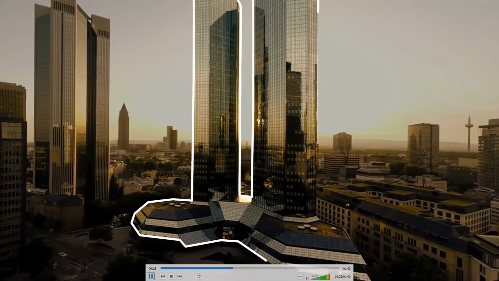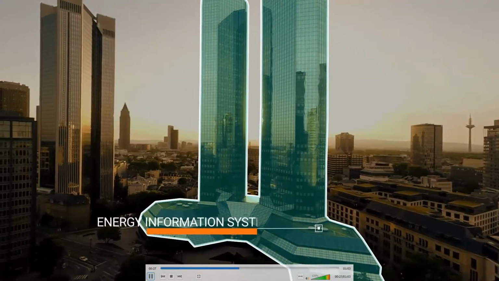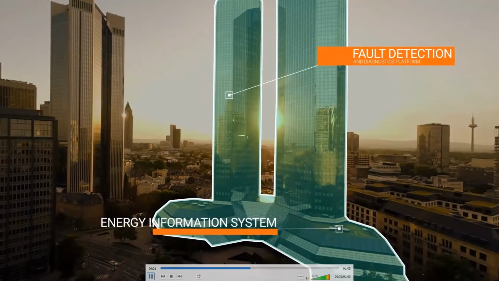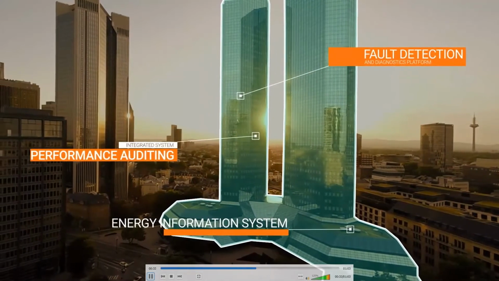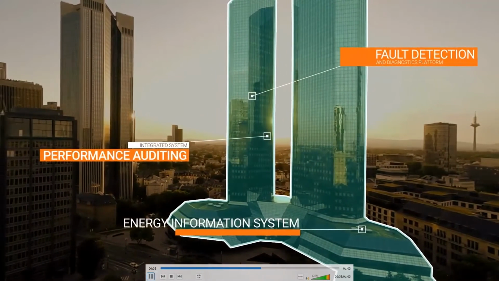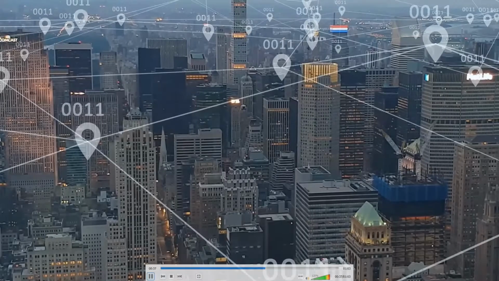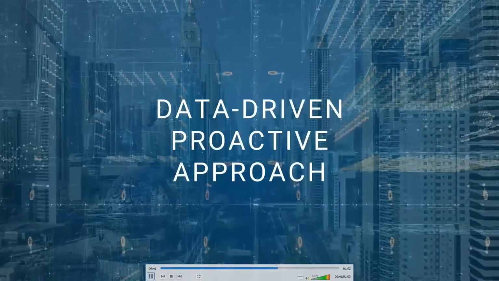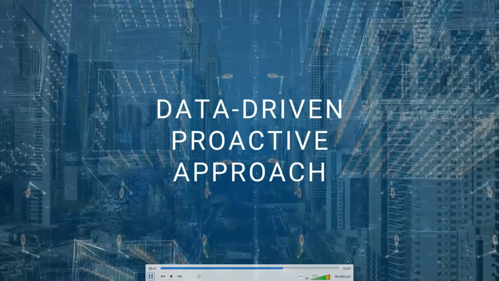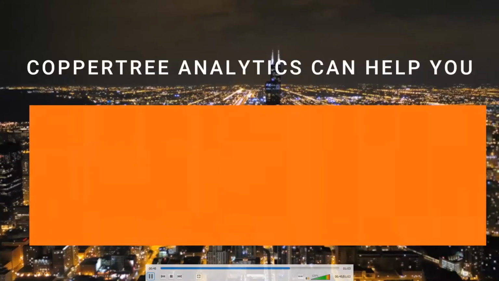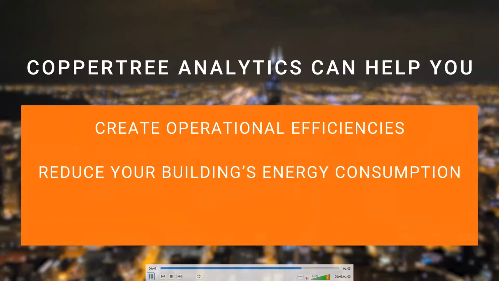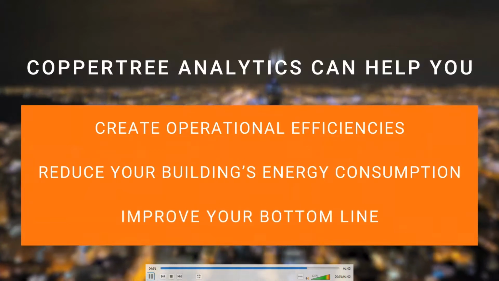We deliver a comprehensive building analytics solution consisting of an energy information system, a fault detection and diagnostics platform with integrated system performance auditing. Our clients successfully use this powerful tool to move from a reactive or preventative maintenance model to a data-driven, proactive maintenance approach. CopperTree Analytics can help you create operational efficiencies, reduce your building's energy consumption, and improve your bottom line.